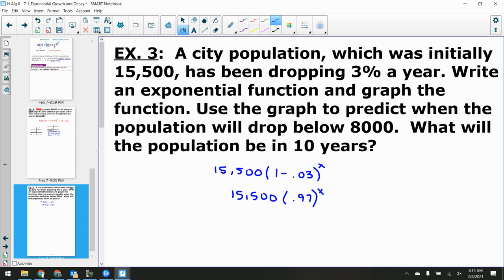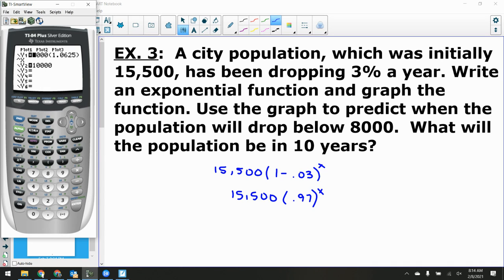All right, I want to know when that's going to be 8,000. When is it going to drop below 8,000? So I go to my y equals. I'm going to clear out everything that's there and write 15,500 times 0.97 to the x power. And I'm going to go down to my y2 and say, okay, I want to know when the y value, when this output, is going to be 8,000. I'm going to zoom fit this and see what happens.